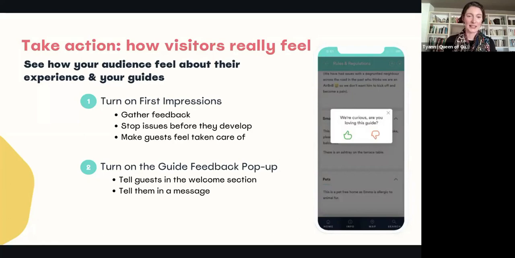And then the next one is the guide feedback pop-up. On the right here is an image of what it looks like. When anyone you've sent your guidebook link to has clicked on that link and poked around in the guide up to 50 taps, they'll get this little pop-up where it says, we're curious, are you loving this guide? And they hopefully will click the thumbs up rather than thumbs down. That's the rating that you'll see on the dashboard.